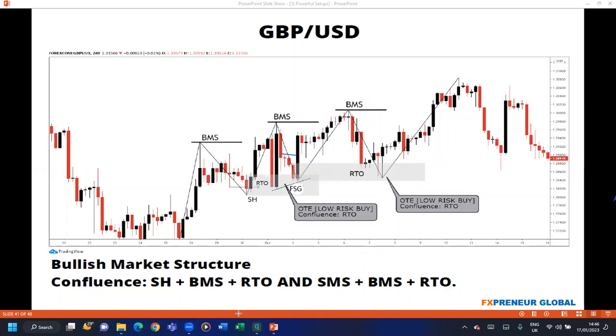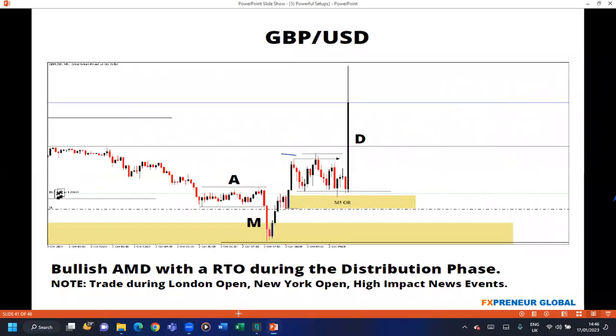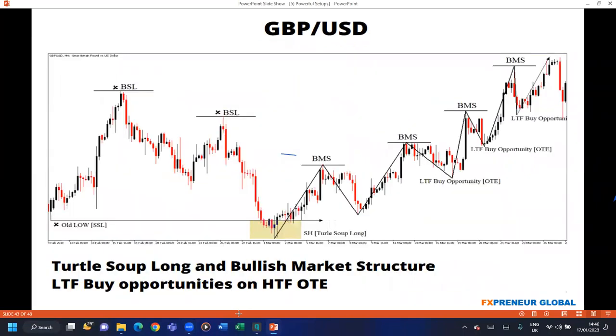Now, this is not magic. It is simply being able to read the chart effectively. Here's another build up, previous low. See this? Stop hunt.